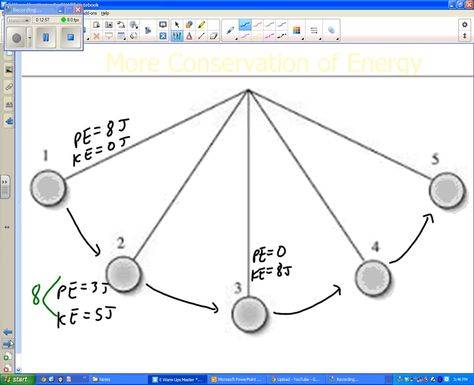And at number 4 here, it's going up. So it has height, maybe 3 joules. If it has 3 joules, the kinetic energy would be 5 joules again. This would have to be true because it adds up to 8. And at the top again, number 5, it's all stored and it's not moving. The kinetic would be 0. So you can see it's always 8, but it just changes. Potential to kinetic to potential.